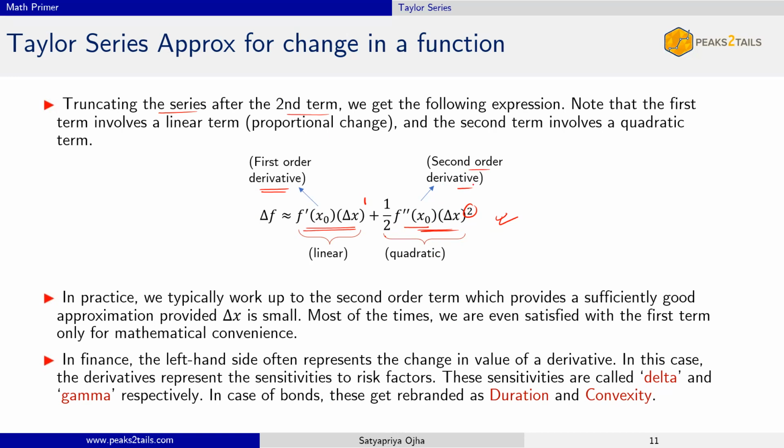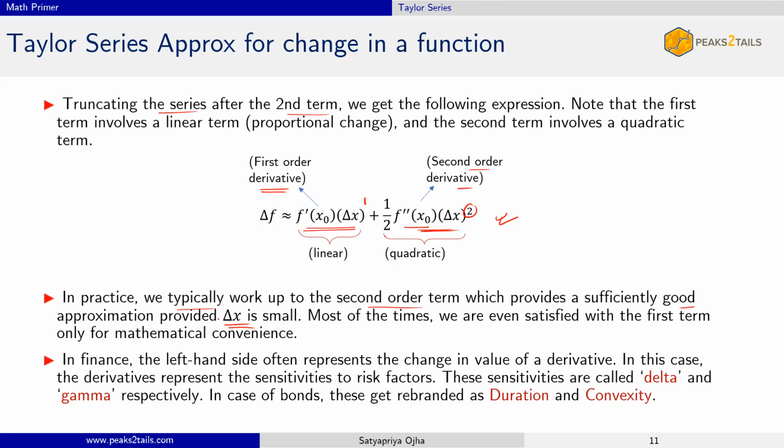Okay. So in practice, we typically work till the second order term, which provides a sufficiently good approximation provided delta x is small, right? So we are working with small delta x. So you don't need to worry about cubic terms. Till quadratic, you should be fine. It's a good enough approximation.